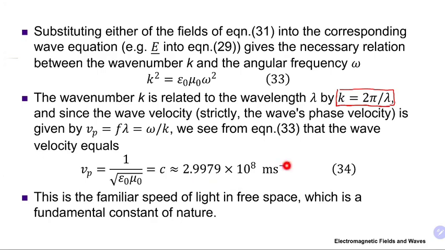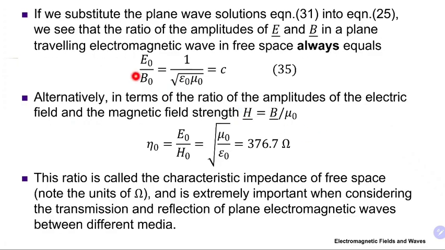Okay, so that tells you that the phase velocity of the wave, or in other words, the speed of the wave propagating in free space. And if we take the electric field divided by the magnetic flux density, you find that that is equal to 1 over square root of epsilon naught mu naught, and that is also equal to c, which is the speed of light.